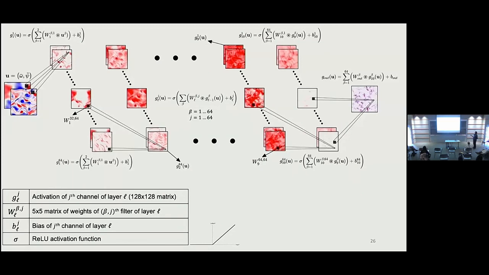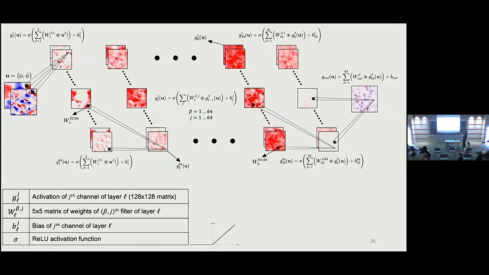There's a lot going on here. The only thing that matters is actually this equation. This is the equation that governs the neural network. Here, G is the activation of channel A for layer L. These are 128 by 128 matrices, that's our LES resolution, and these are actually what's shown here. These are examples of those activations.